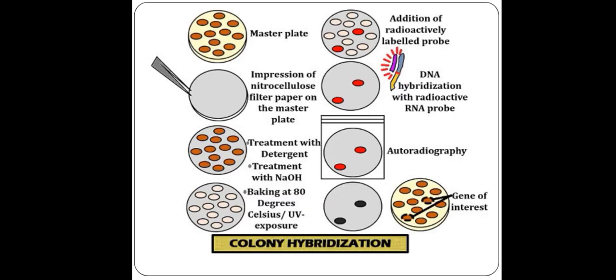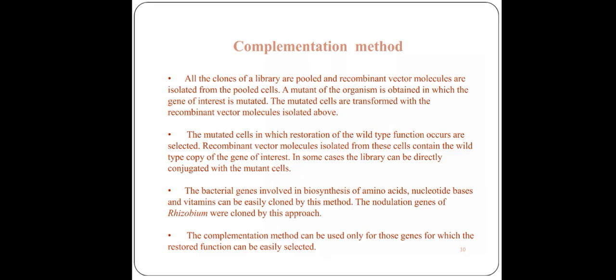You can see here the master plate, addition of the radioactive labeled probe, impression of the nitrocellulose filter paper on the master plate, and DNA hybridization with a radioactive probe or RNA probe. Treatment with detergent, treatment with NaOH, baking at 80 degrees Celsius, UV exposure, autoradiography, and the gene of interest. This is colony hybridization.